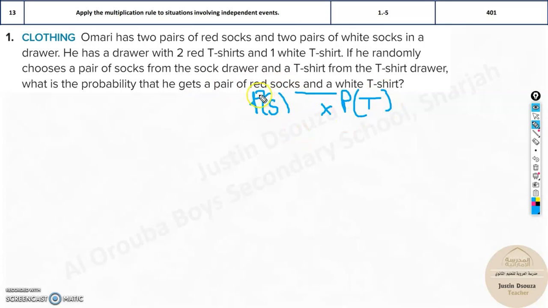Which are the socks that's required? Red socks. How many red socks are there? 2 red socks and 2 white socks. So 2 red socks out of how many total socks? 2 plus 2 is 4. So favorable outcome, red socks, is 2, total outcomes are 4. Multiply it with the t-shirts. White t-shirt, how many white t-shirts are there? 1 divided by the total number of t-shirts, 2 plus 1. 2 red and 1 white. So it is 3 total.